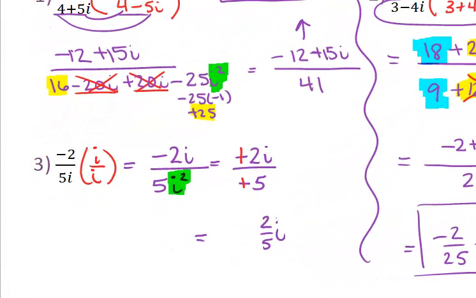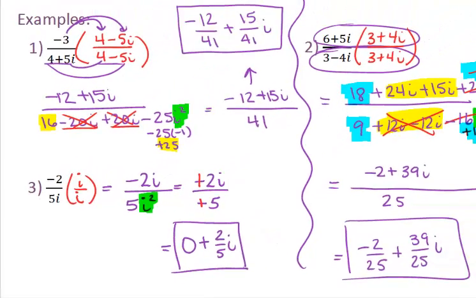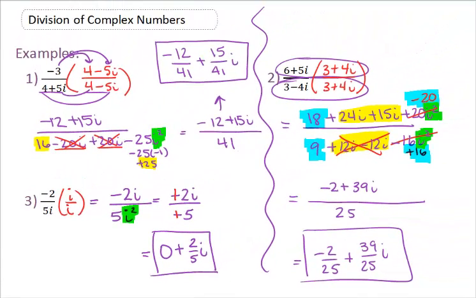However, that's not in the right format because it needs to be in a plus bi form. So I fill in my void with a 0 for my a, or my real part. And that is my answer to that problem there. That's where I'm going to stop this video. And the last operation that I have to talk about on complex numbers is exponents or powers. So that's what I'm going to do in my last video there.